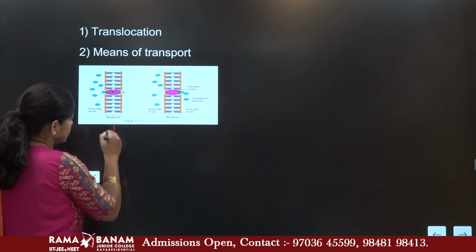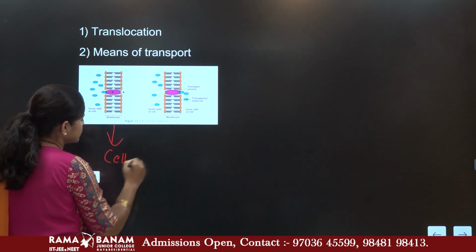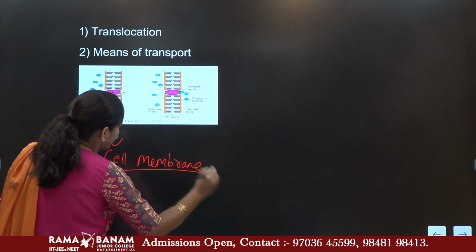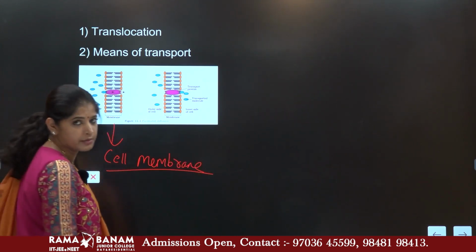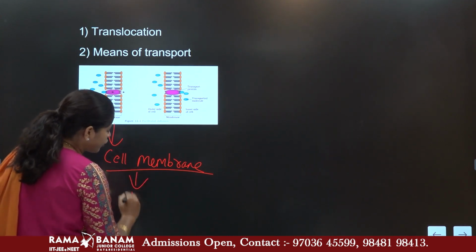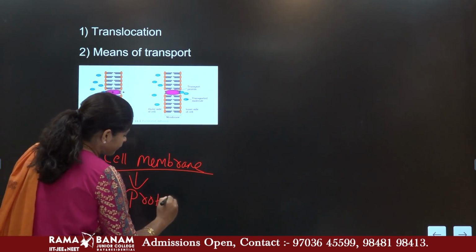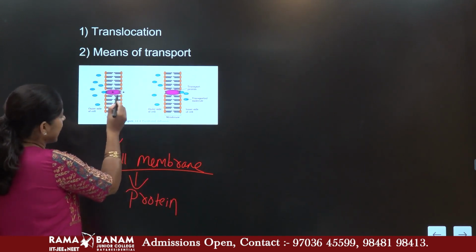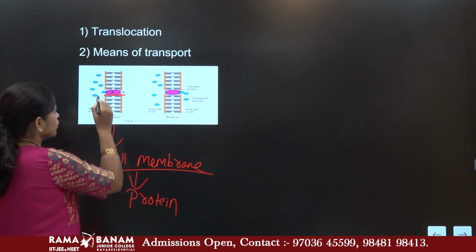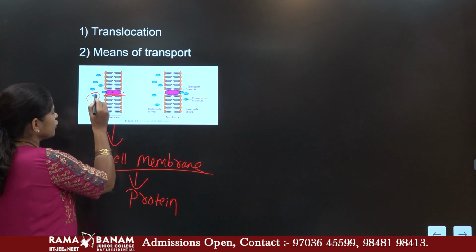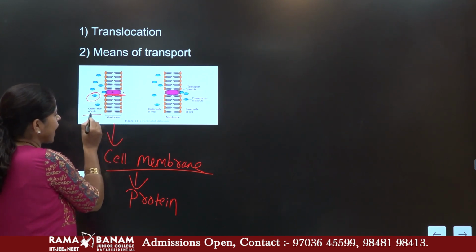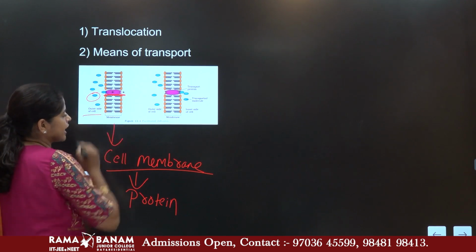The diagram you are looking at, this is the cell membrane, which is also called the plasma membrane. In the cell membrane, what is present, student? Proteins are present. This is the membrane, and this is the protein. Now, this molecule attaches to the membrane protein, and this molecule moves from the outer side of the cell to the inner side of the cell.